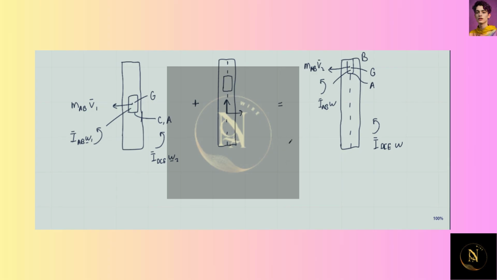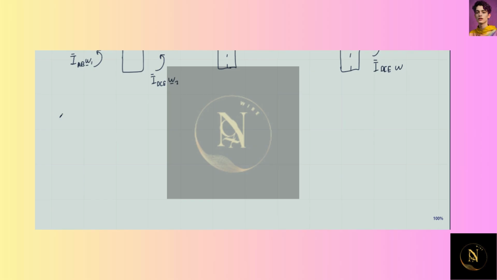And the final state is when the tube hits end B of the rod, and now the linear momentum of point G is MAB V bar 2. The angular momentum of the tube is IAB omega, and the angular momentum of the rod is IDCE times omega. So we will use this information and we will find moments about point C.